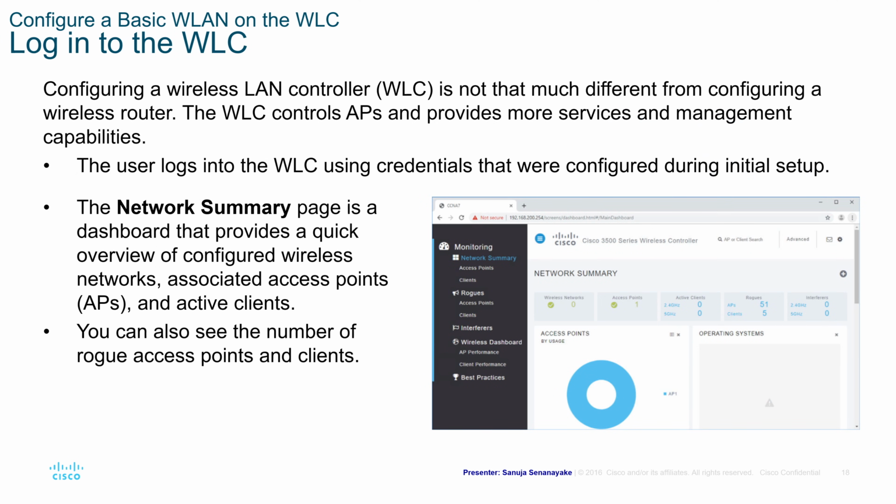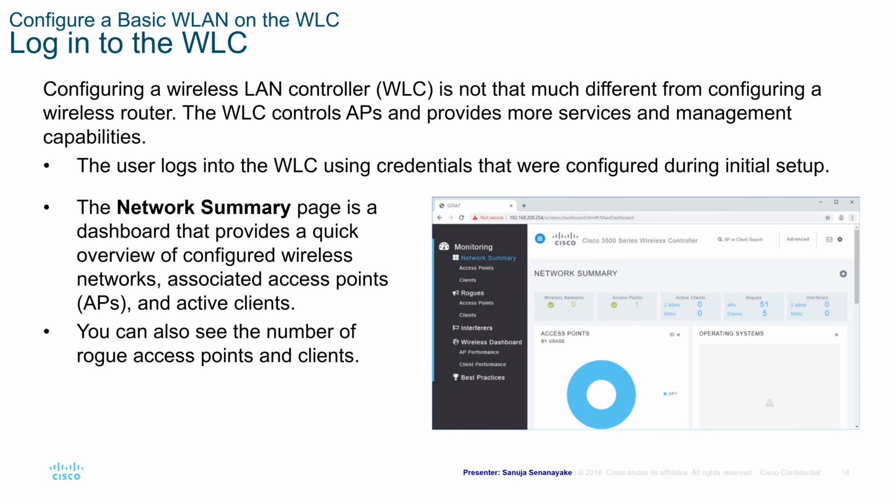Login to the WLC. Configuring a wireless LAN controller, also known as a WLC, is not that different from configuring a wireless router. The WLC controls the access points and provides more services and management capabilities. The user logs into the WLC using the credentials that were configured during initial setup. And remember, if you don't remember the WLC username and password, there may be a default username and password associated with it. Check your manuals or check the back of the device and you should be able to figure that out, or the other option is to Google search it, right?